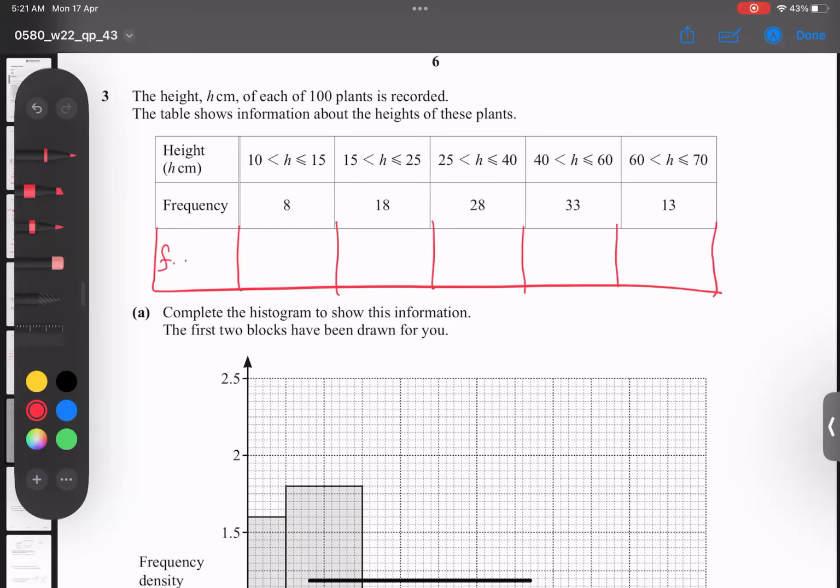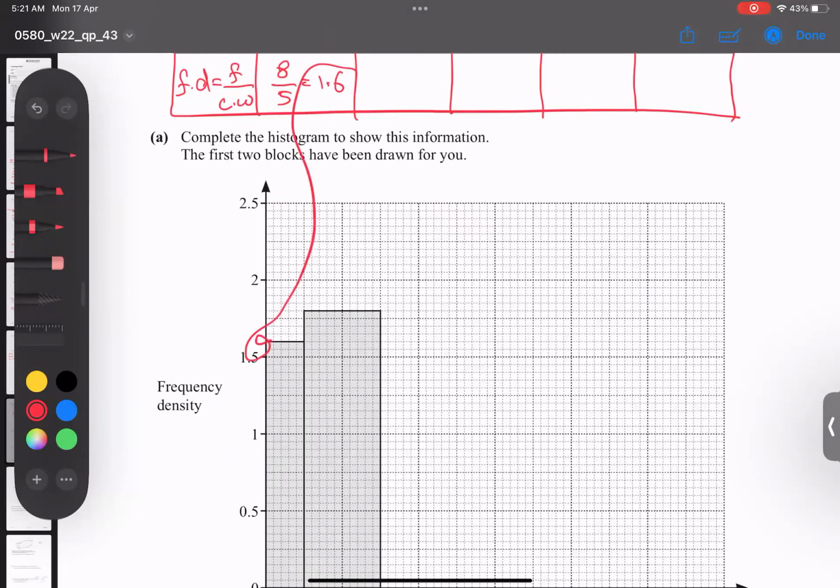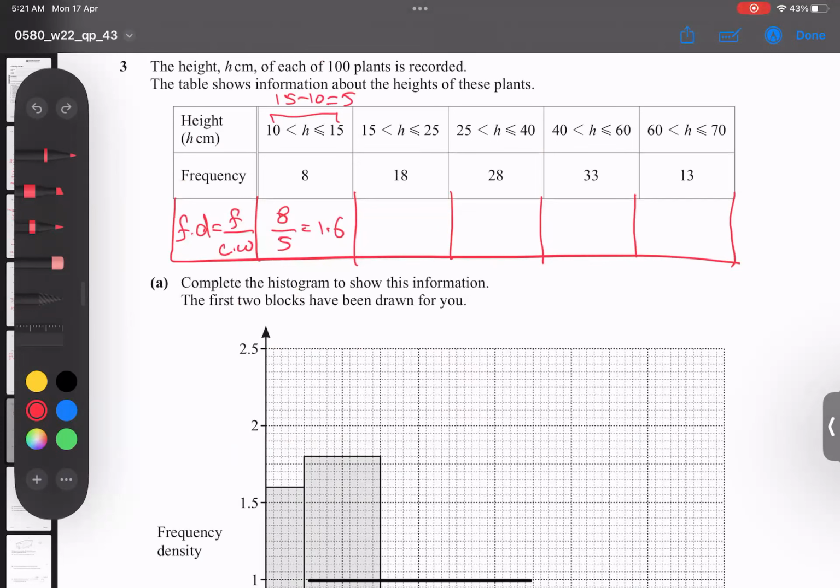Formula is frequency density equals frequency divided by class width. So what is frequency? This 8, and what is the class width? Difference of these numbers, so 15 minus 10, 5. So 8 is the frequency, 5 goes in the denominator. If I divide 8 by 5, I get 1.6, and no need to work it out. You see, this is 1.6 here. So I think no need to work, so leave this one. I just showed you for confirmation.